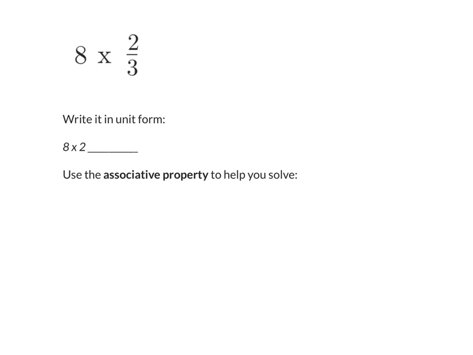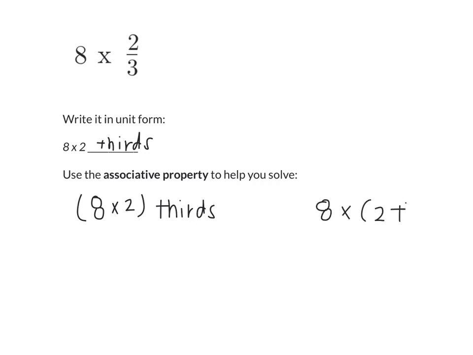Then let's write it out using unit form. This is the same as 8 times 2 thirds. Let's write it out using words. Thirds. Okay. So using the associative property, we can add parentheses. We can think of this as 8 times 2 in parentheses, thirds. Or we can think of it as 8 times, in parentheses, 2 thirds.